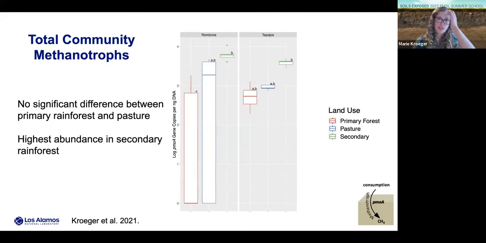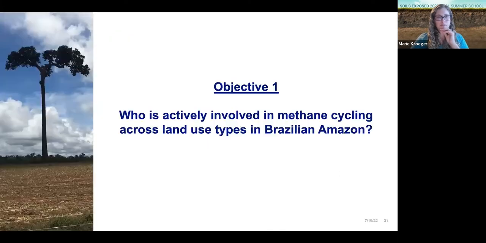For methanotrophs, we were a little bit surprised because there was no significant difference in the functional marker for methanotrophy, one of which is pmoA, but we also looked at the soluble form and saw that there was no difference between our primary rainforest and pasture, and the secondary rainforest did have the highest abundance. So that was sort of surprising, but I'll get into the implications of that a little bit later.